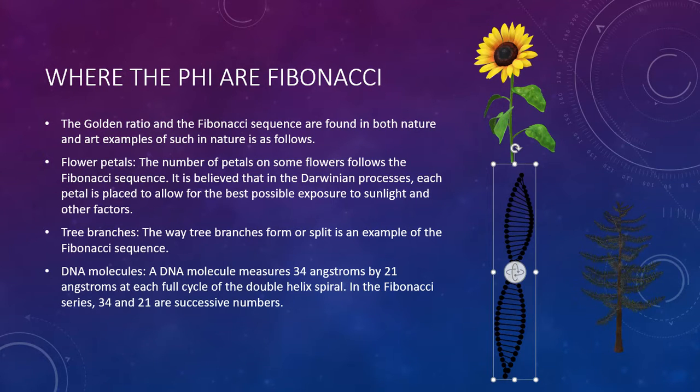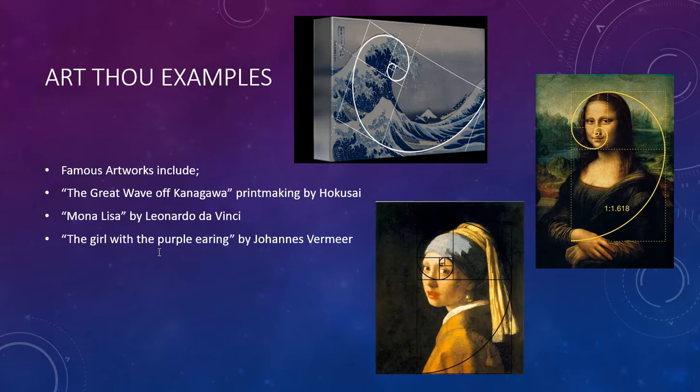Now on to the final, the art. Art examples. Famous artworks include the following. The Great Wave off Kanagawa, a print by Hokusai, which is a wave, and a beautiful wave, might I add. And another would be the Mona Lisa by Leonardo da Vinci. As you can see, it also represents the Fibonacci spiral.